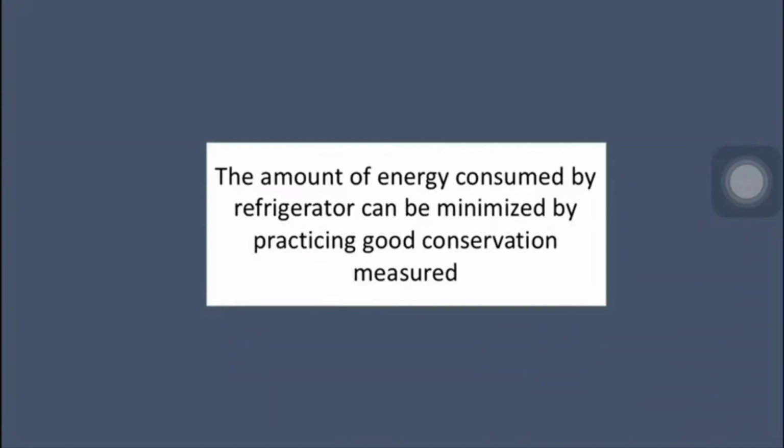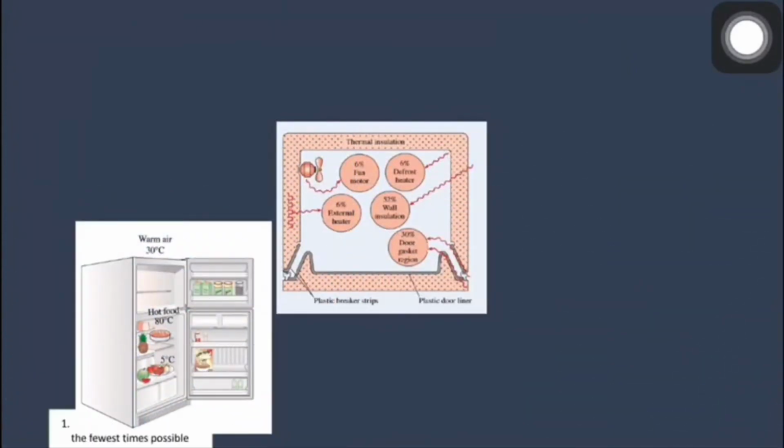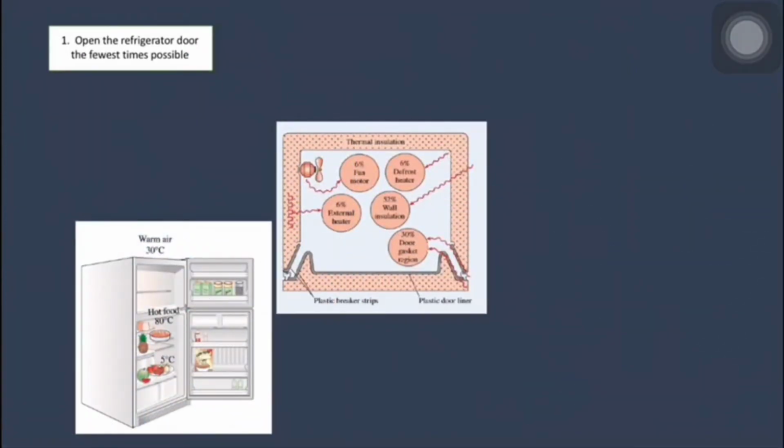The amount of energy consumed by a refrigerator can be minimized by practicing good conservation measures. First, open the refrigerator door the fewest times possible for the shortest duration possible. Keeping the refrigerator or freezer full will save energy by reducing the amount of cold air that can escape each time the door is opened. Second, cool hot foods to room temperature first before putting them into the refrigerator. Otherwise, it will make the refrigerator work longer.